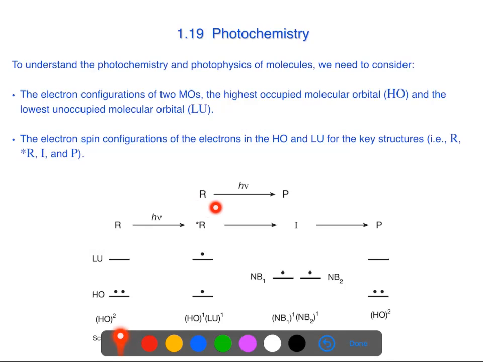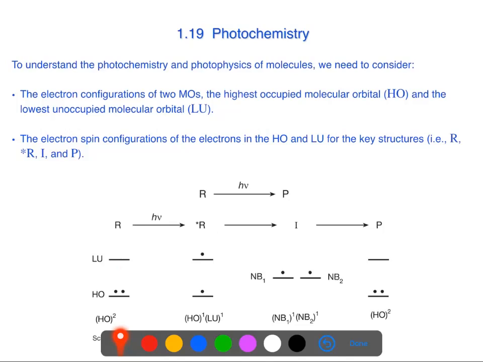So when a molecule R, our reactant, absorbs a photon of light to form a new product, it goes through a series of intermediates. The first being R star, our electronically excited state. Now we get to R star by promoting an electron from the highest occupied molecular orbital of R. We're promoting a single electron into the lowest unoccupied molecular orbital.